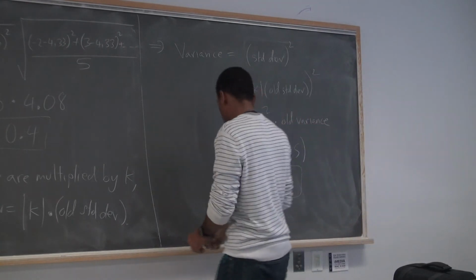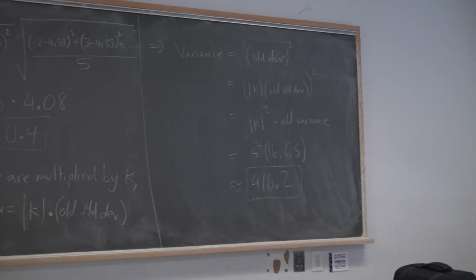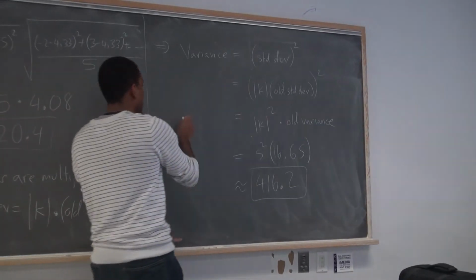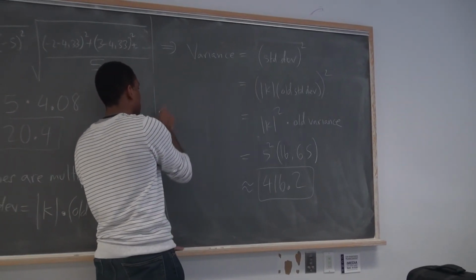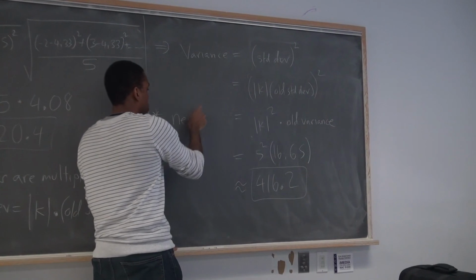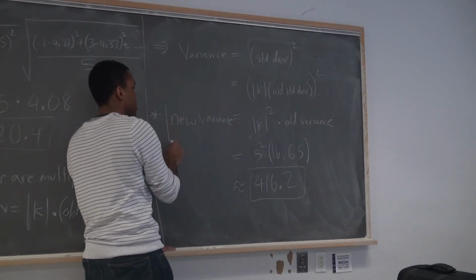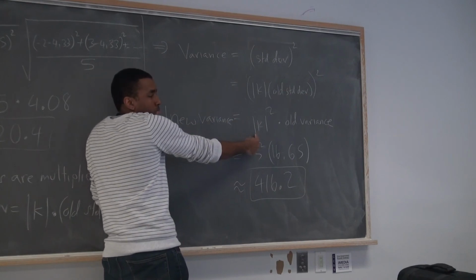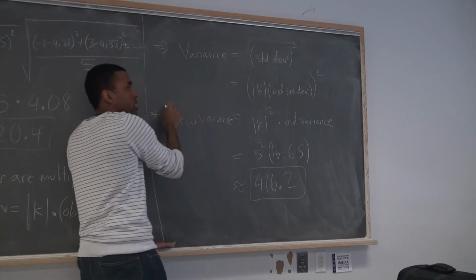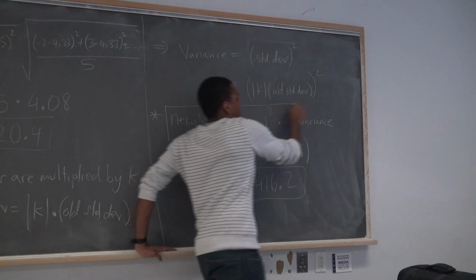So the rule here is, well, I sort of wrote down the rule here. New variance. And you don't have to put absolute values here because it won't make a difference, because you're squaring, so you're getting the positive answer anyway.